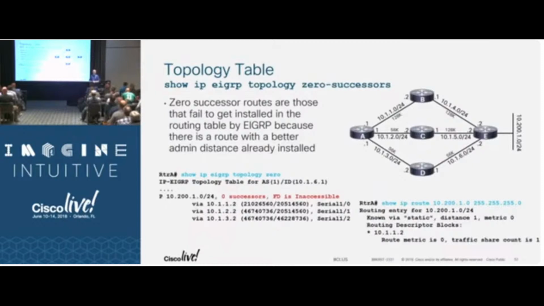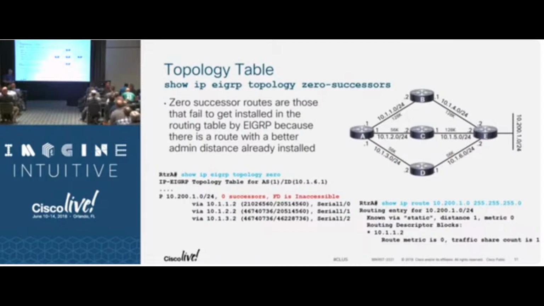Finally, sometimes it may happen that you cannot install an EIGRP learned route into the routing table because the routing table already contains a better path, better in terms of administrative distance. In that case, your show ip eigrp topology will include information that the feasible distance is infinite, and you will see that despite the number of real successors, we will claim that the number of successors is 0 here. These routes are called zero successor routes, and if you want to focus just on those, you can use the zero-successors keyword in the show ip eigrp topology command.